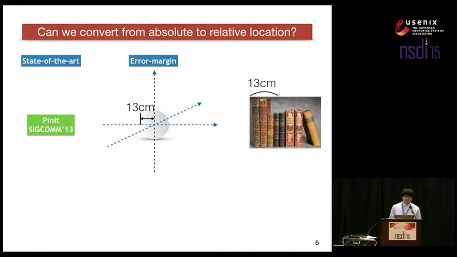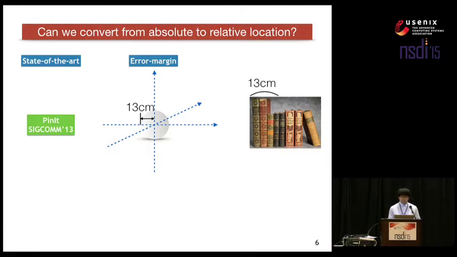Then, let's look at another absolute localization scheme, PinIt. This scheme is based on an observation that the signals of nearby tags experience a similar multipath propagation. By comparing the multipath profile of each tag with the pre-deployed tags, we can get the location of the desired tag. Such a scheme could achieve a median accuracy of 20 centimeters in non-line-of-sight cases.